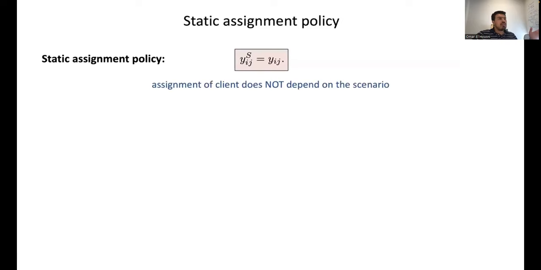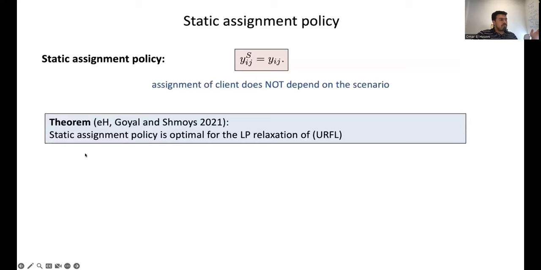So what is the static assignment policy? It's like this: y_ij^s does not depend on s. Recall y_ij is the binary variable that indicates whether we use facility i to satisfy client j in scenario s. So it's independent of the scenario, because whenever j needs to be satisfied, he or she will go to the same facility. The assignment cost does not depend on the scenario. In other words, this policy is optimal for the problem.